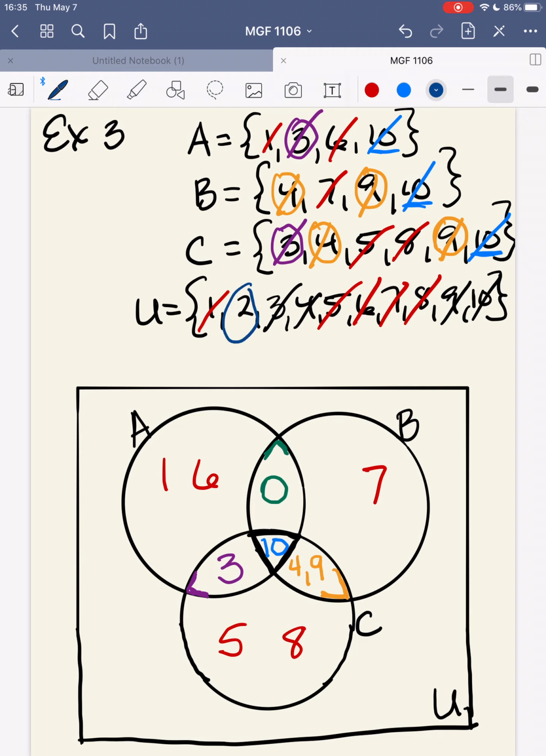Well, I have a 2 left. And that looks like it's it. So in my universe, there goes my 2. And I'm completely done with my Venn diagram. Okay, so the big thing you want to do is make sure that you start in the middle with that 10. Then slowly flower yourself out until you finally get to universe and cross things out along the way. That's totally okay.